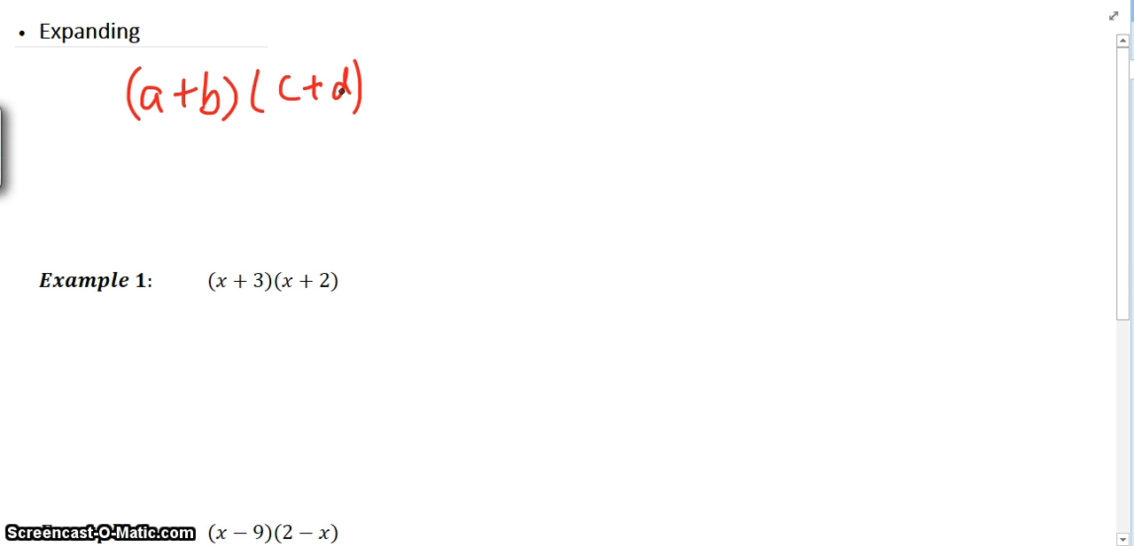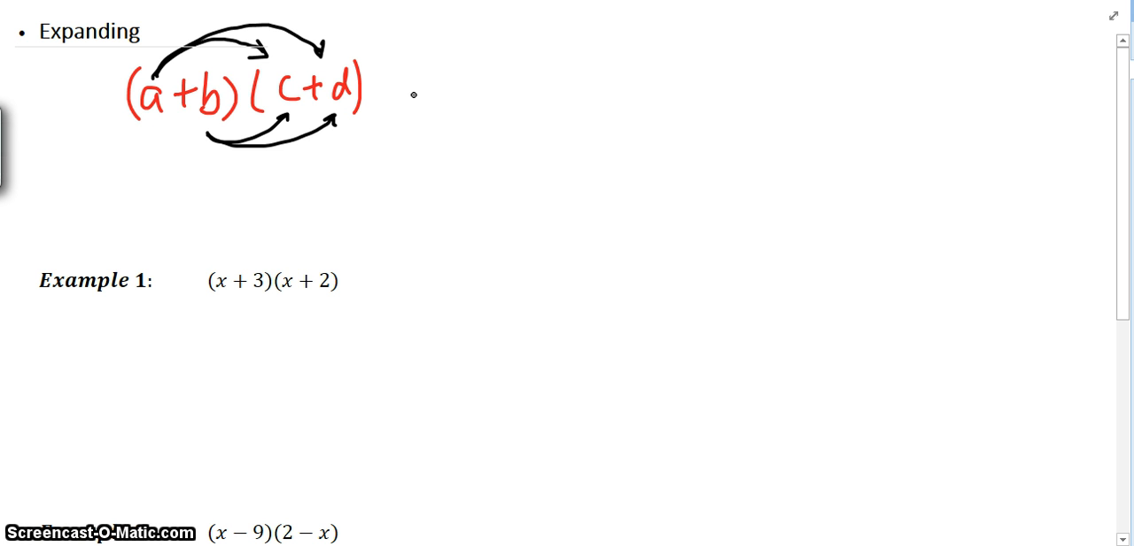So when we're dealing with quadratics and expanding, we usually deal with quadratics in this form: (a plus b)(c plus d). The way we expand this is we need to ensure that we're multiplying every single term in one bracket with every single term in the other bracket. So what I mean by that is that I should be multiplying a by c and a by d, and I should also be multiplying b by c and also b by d.